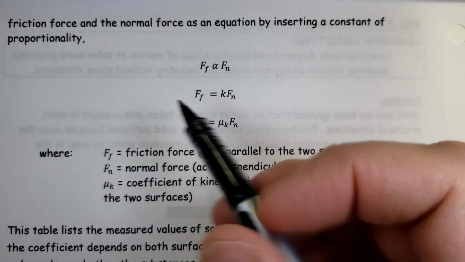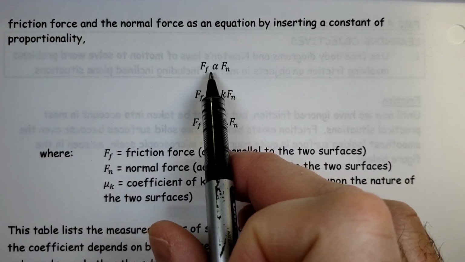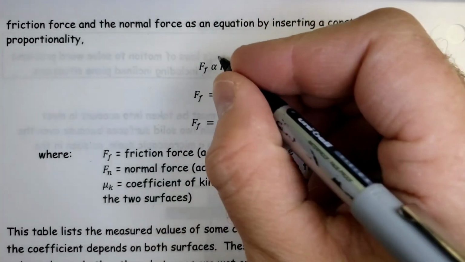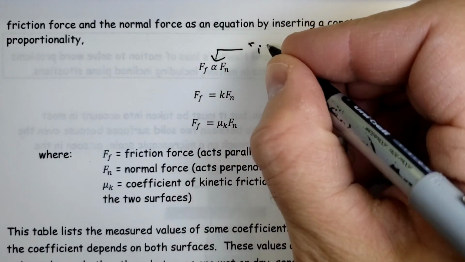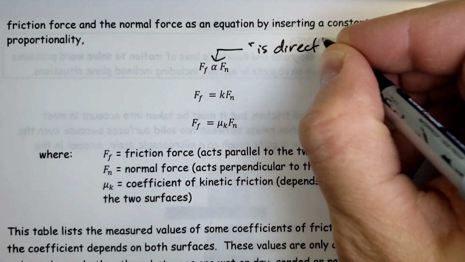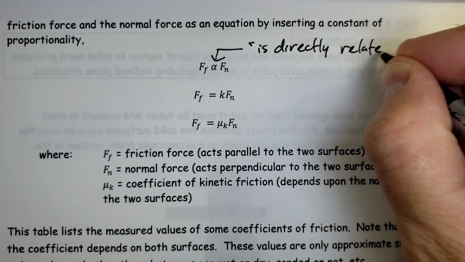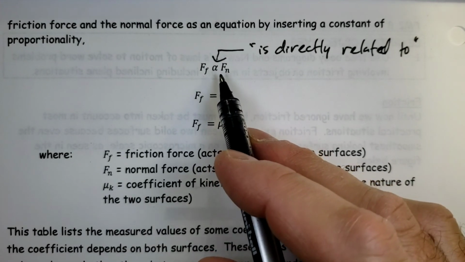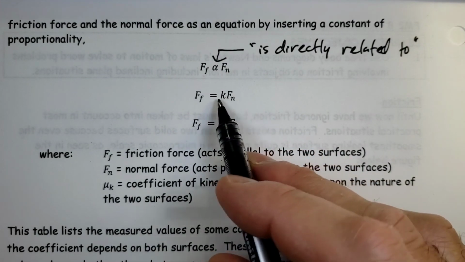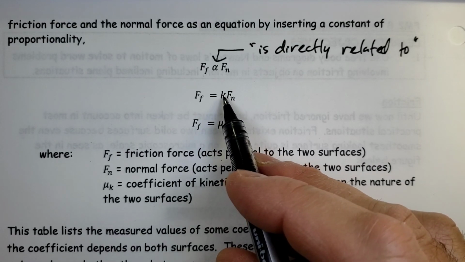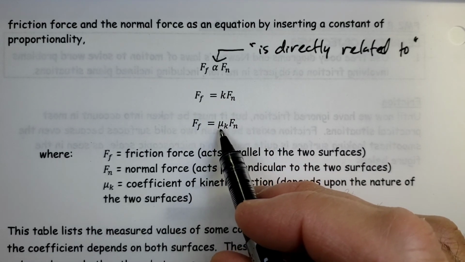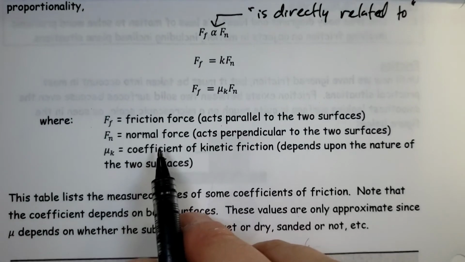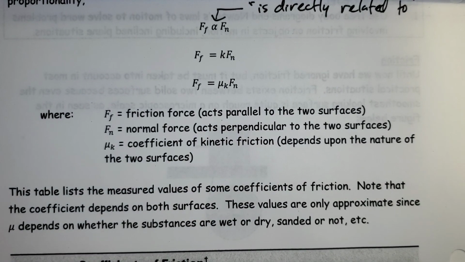If you look at the next page, this is the directly proportional symbol. So the force of friction is directly related to the normal force. Now, when changing a proportionality into an equation, we introduce a constant. We usually call it little k. In this case, we call it the Greek symbol mu subscript k. Here Ff is the force of friction, and of course that acts parallel to the two surfaces.